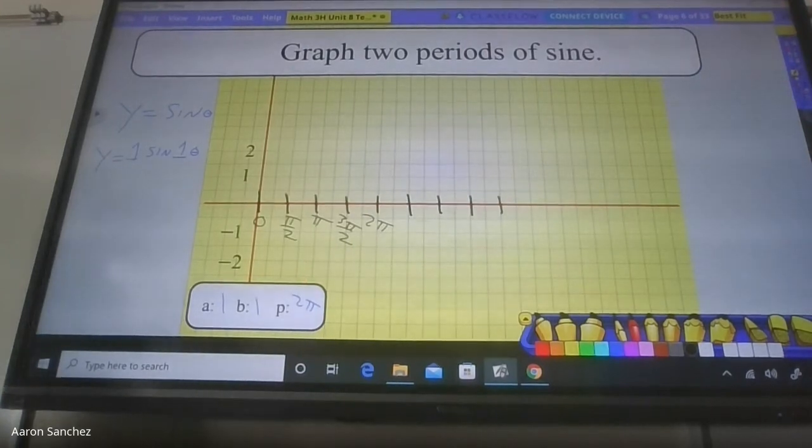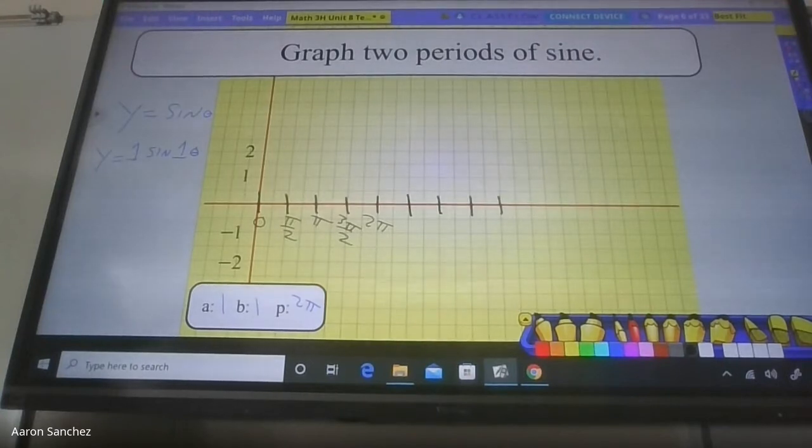Remember, Sabrina, sine is y. So we go 0, then up to 1, then down to 0, then down to -1, and then up to 0. Cosine, we start at 1. Do you see the 0? Do you see the connection between the two? Yeah. Okay, can I go?